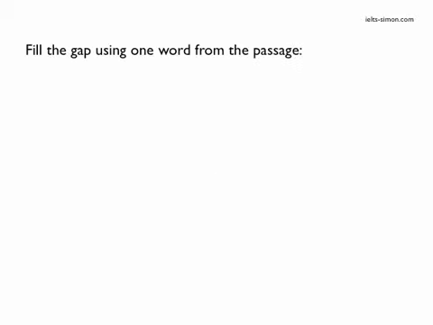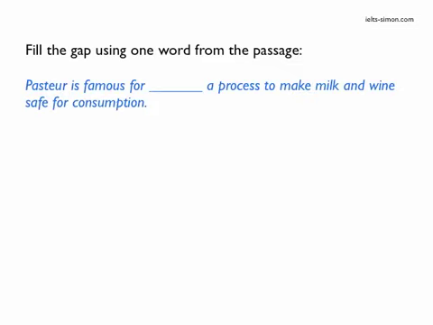Fill the gap using one word from the passage. Pasteur is famous for a process to make milk and wine safe for consumption. Before trying to get the answer, you need to make sure you understand the question, and you need to decide what to look for in the passage.